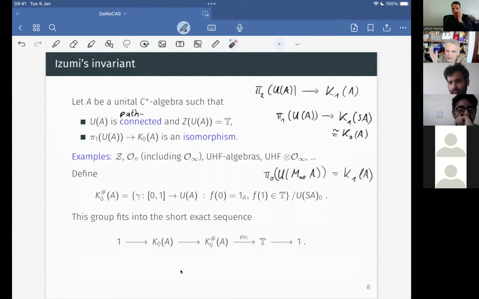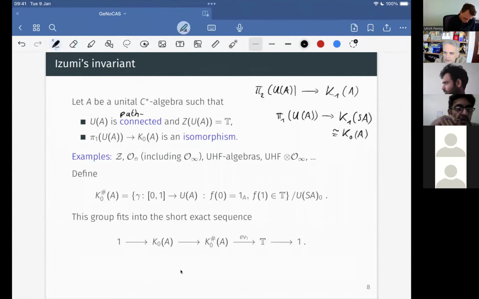For Hilbert algebras, is that an isomorphism? Does it stabilize at 1? For which algebras? Kirchberg. Kirchberg, yes. For Kirchberg algebras, this is true. The simple purely infinite nuclear unital separable algebras. Kirchberg algebras, yes. Those are classified by the Phillips-Kirchberg theorem.